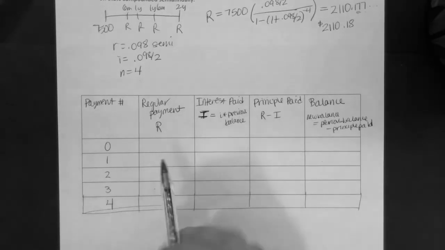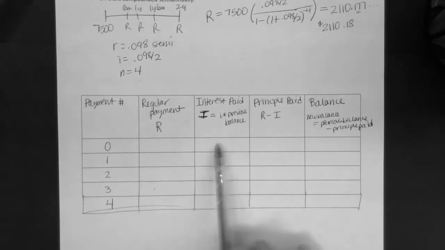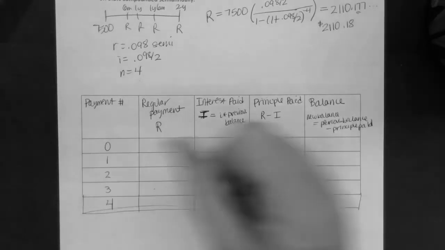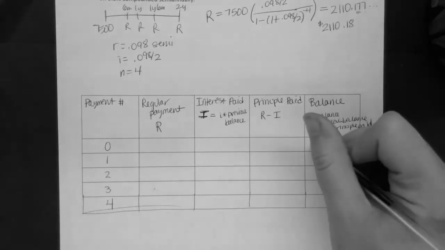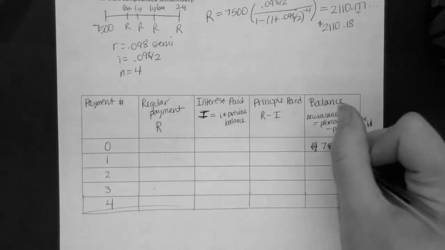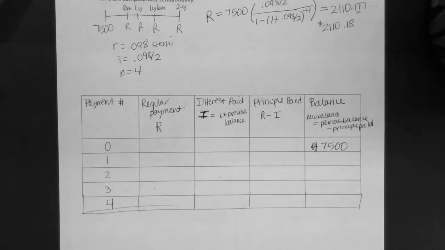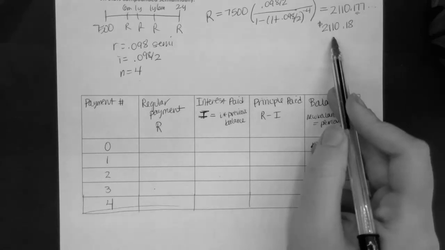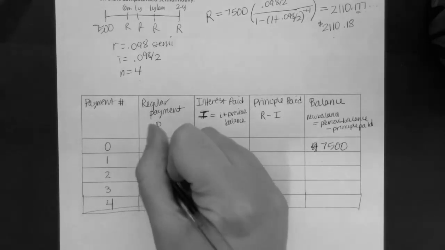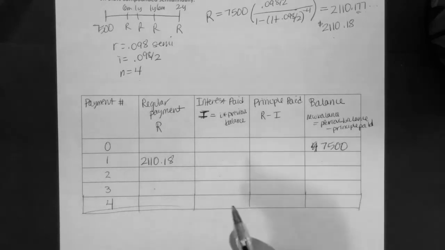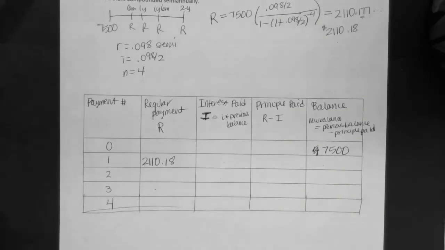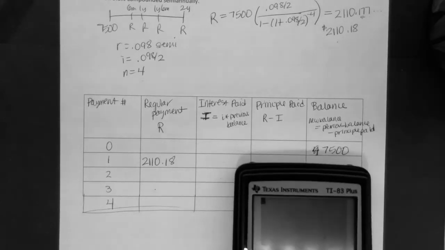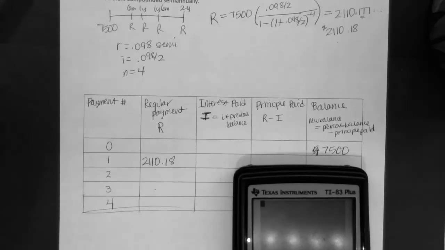So in our first row, we don't have a regular payment. We just took out the loan. We haven't paid interest or principal here, so this first row is entirely blank except for 0, and then over here in our balance we put our loan amount, $7,500. In the next row, our regular payment is going to be what we found up here, $2,110.18. Okay, so then we're going to take the interest paid. So to make my calculations easier, I'm going to take that i, 0.098 over 2, and I'm going to store it as A just for quick recall so I don't have to keep retyping it over and over.